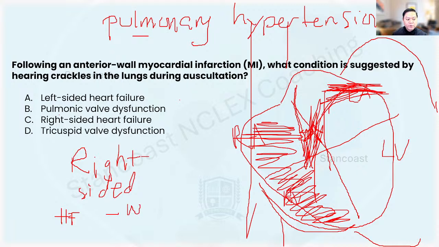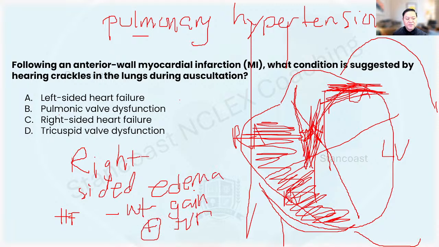Let me just write it down here. Weight gain because of the edema. And then positive JVD, which is the jugular venous distension. The external jugular vein will be very visible even if the patient is sitting upright. In a normal person, you should not be seeing the external jugular vein bulging. That simply means that our patient has fluid volume excess in the venous circulation, in the vena cava. All right, so that's about letter B, and it is incorrect.